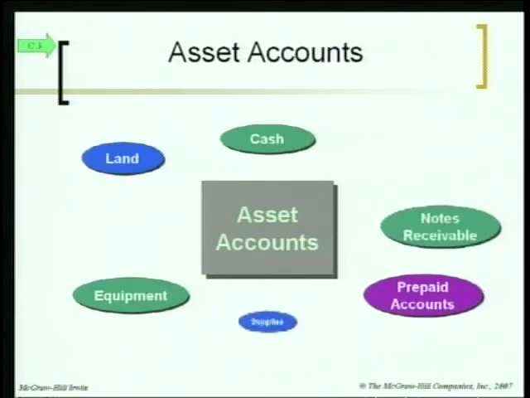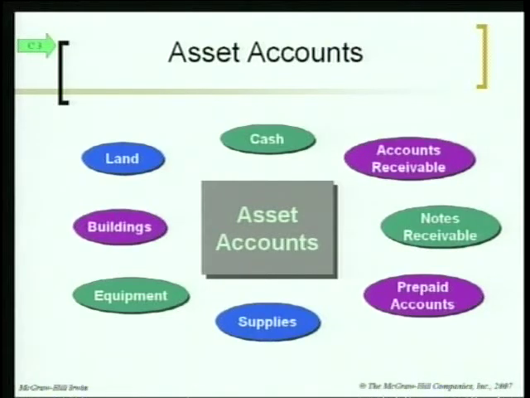A review on some of our asset accounts, and I think we have talked about all of these except perhaps prepaid accounts. We haven't addressed that one, have we? Prepaid accounts would be things like, let's say that I paid my landlord for the next 6 months worth of rent for the factory building or for the office building that my business has. So I've prepaid the next 6 months of rent. That is an asset, all right?